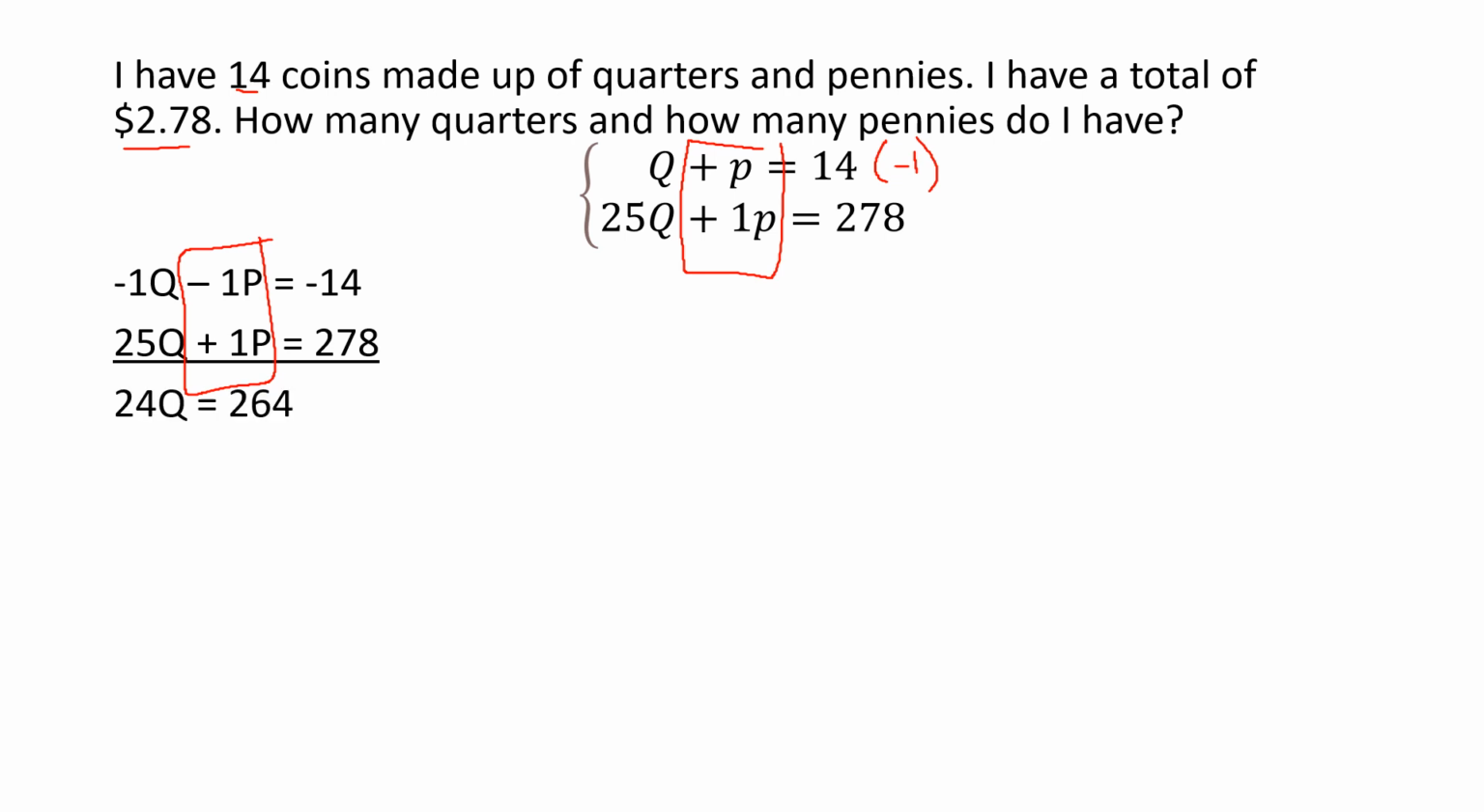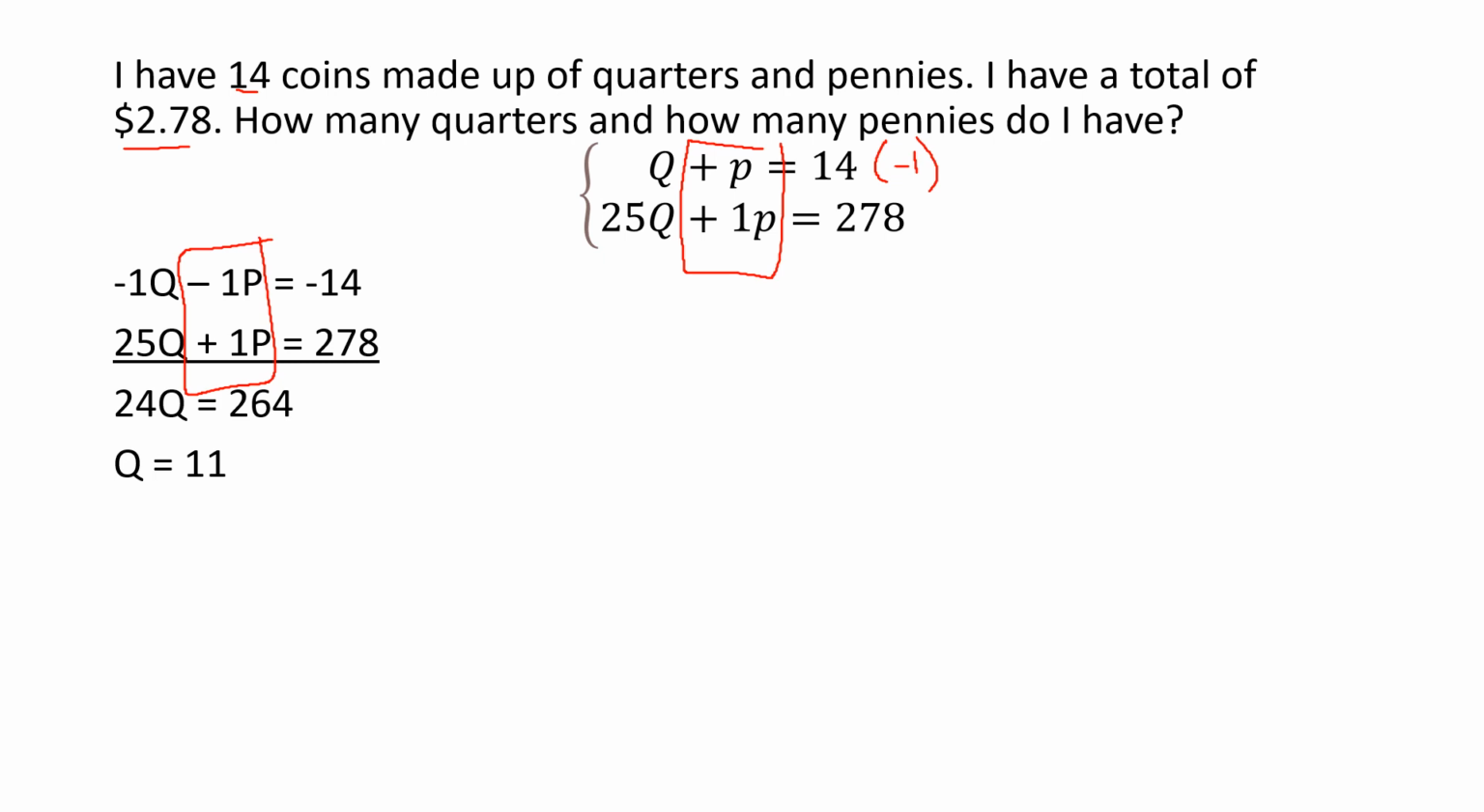So what I end up with is 24Q equals 264. The P's have gone away. Move that 24 over and divide by it because I'm multiplying it on the left. And I end up with quarters equals 11. That means I have 11 quarters. And if I go back and read my problem again, it says how many quarters and how many pennies do I have? So I need to plug that value for Q back into one of those equations.